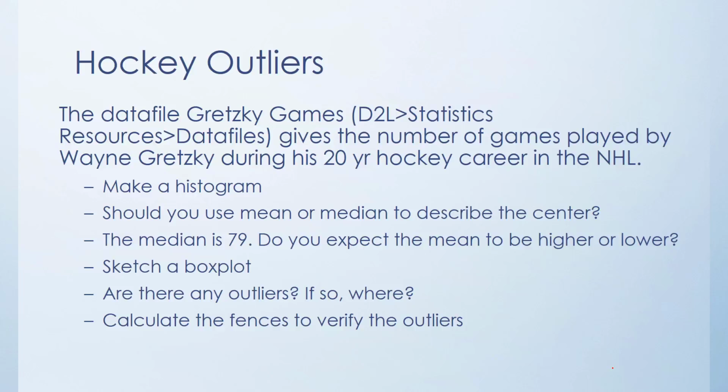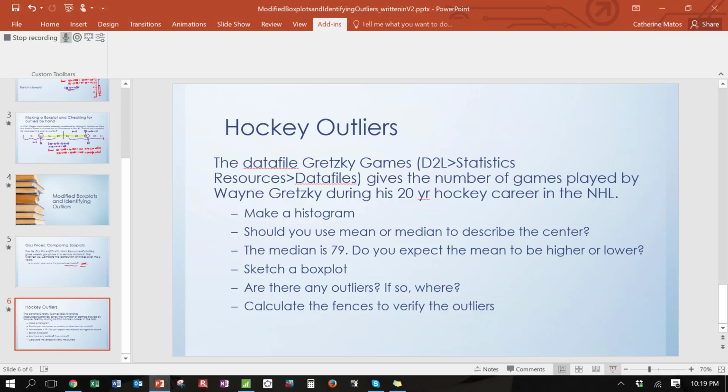We're going to decide if we want to use the mean or the median to describe the center of the distribution. The median is 79, and we need to figure out if we expect the mean to be higher or lower. We're going to have Minitab make a box plot and see if there are any outliers, and then we're going to calculate the fences to verify that there indeed are outliers.